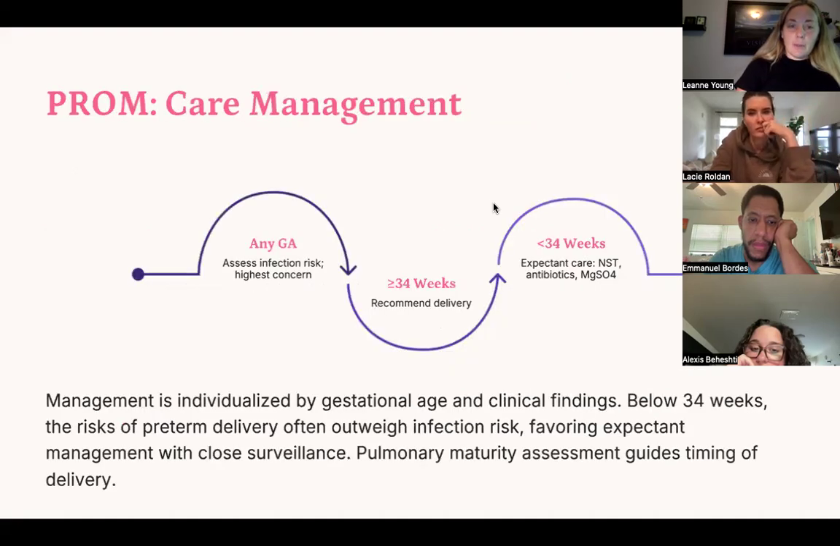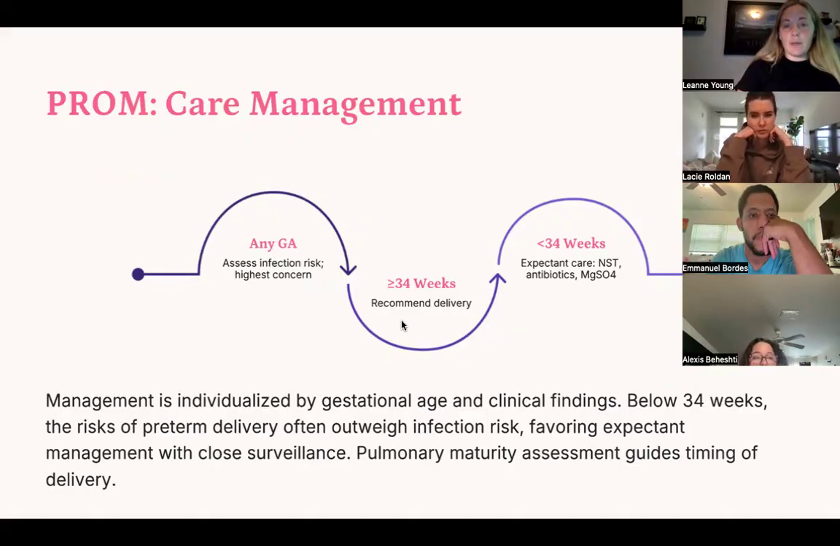What is our care management? So, with any gestational age, we're going to assess for the risk of infection. Infection is the highest concern. So, we want to see, okay, if the patient is 34 weeks and her water has ruptured, is it safe to be giving her antibiotics, prolonging this pregnancy just a little bit longer, or do we need to deliver? Earlier than 34 weeks, we need to deliver this baby because we usually cannot keep away infection and treat them for long after their water has ruptured, right?